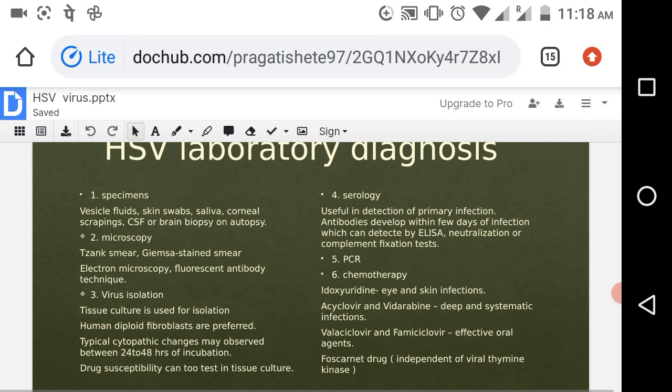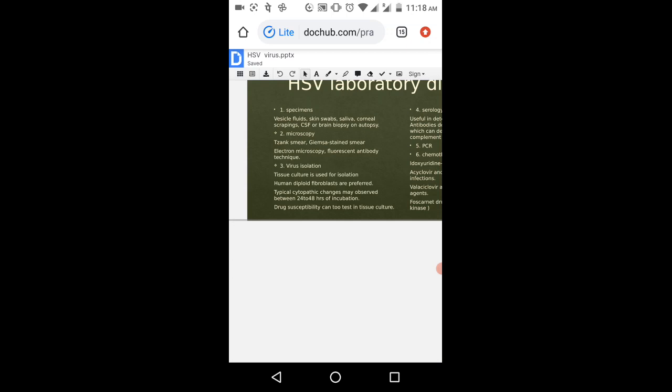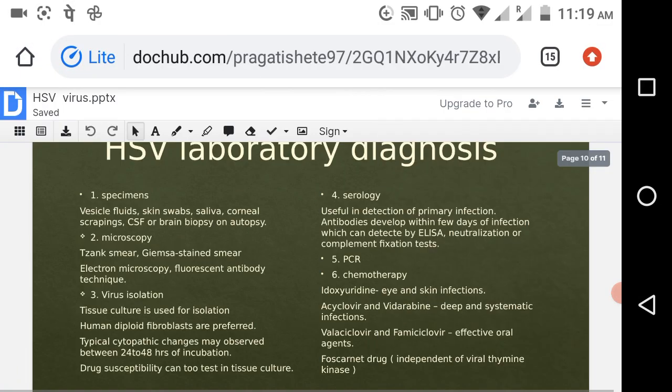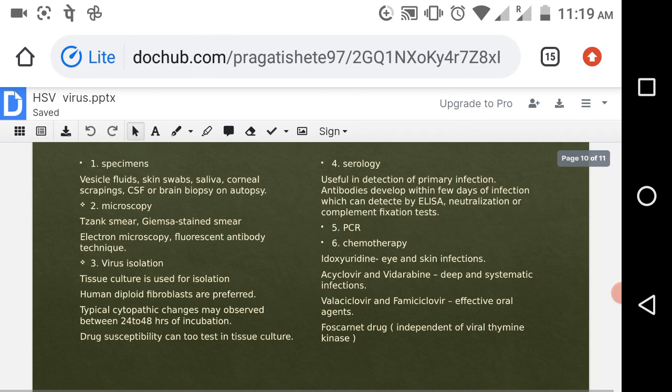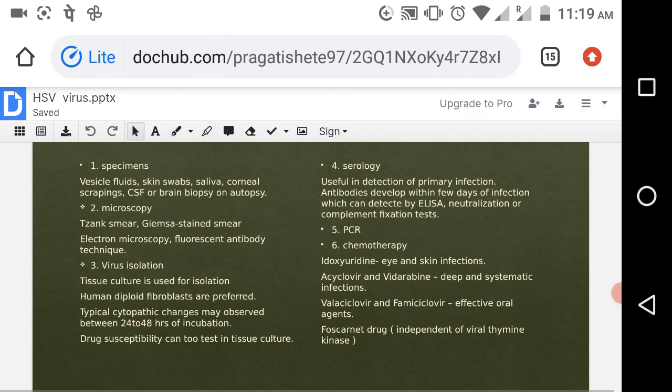Now the fifth one, after we have done the serological test, say we have done the ELISA. Now we will use the fifth one, that is PCR. PCR can also be used, and nowadays the use of PCR has increased greatly for diagnosis, because PCR is a very specific, very rapid test, right? And it gives a very proper and accurate result.